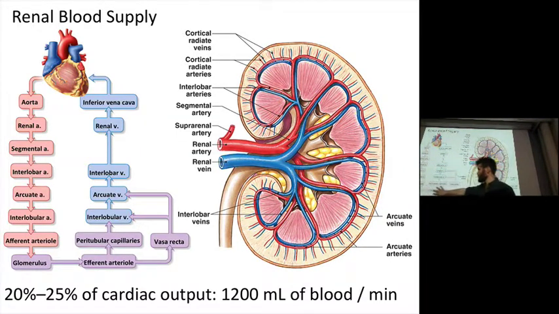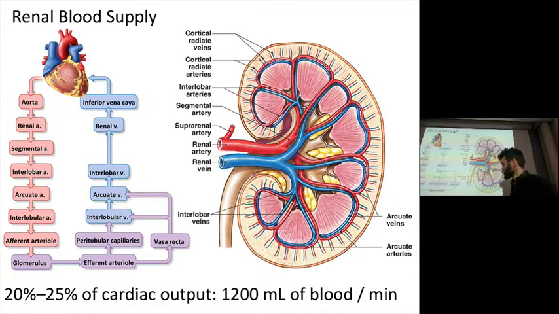So then we pass through what is the capillary bed of the kidney and return back to arcuate veins and make our way back to the heart through there. I'm not glossing over this. We're going to go through it in more detail in a better picture in a moment.